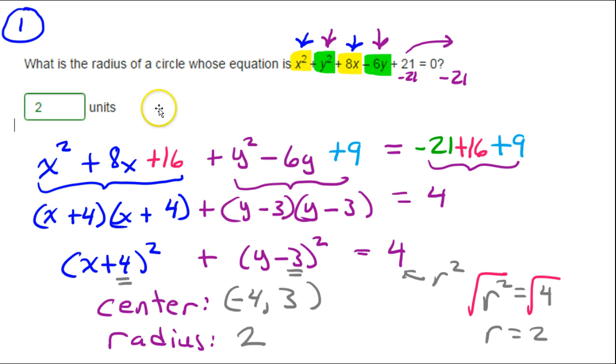Okay, so that's how you have to do that. So if they give you general form with no parentheses, you need to convert it to standard form by completing the square twice. Then you can find the center or the radius. Okay, let's do some more examples. I'm going to do them much faster now that you've seen it slow once.